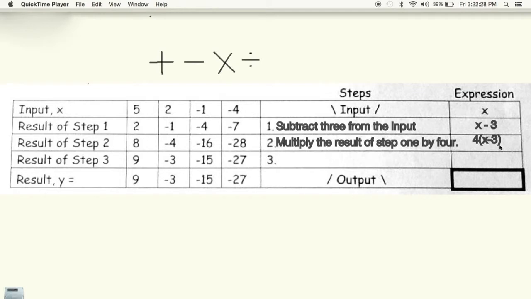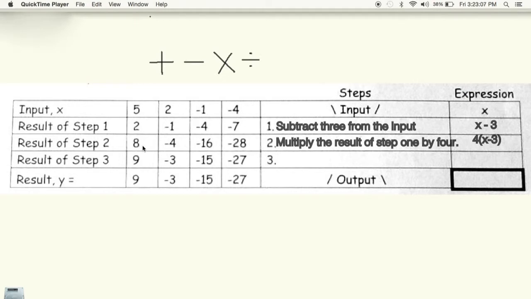Now we have to look at step 3. So what's happening between the result of step 2 and the result of step 3? We have to figure that out so that we can write out the last step here. Well, we're going from 8 to 9. We're going from negative 4 to negative 3. We're going from negative 16 to negative 15 in the third column. We're going from negative 28 to negative 27 in the fourth column. So to go from step 2 to step 3, we have the same pattern in each column, and we have to apply the same operation to each column.